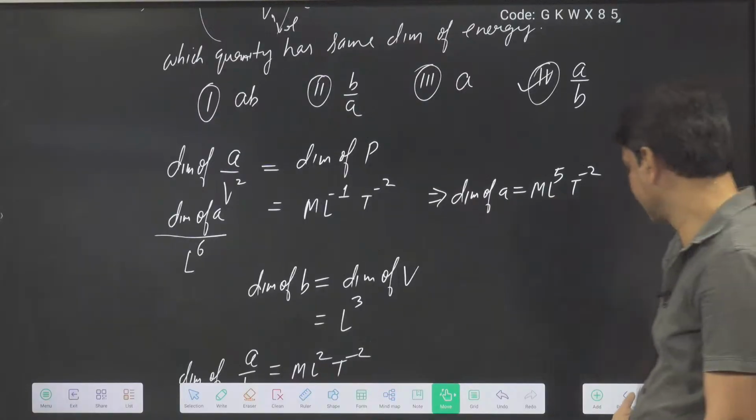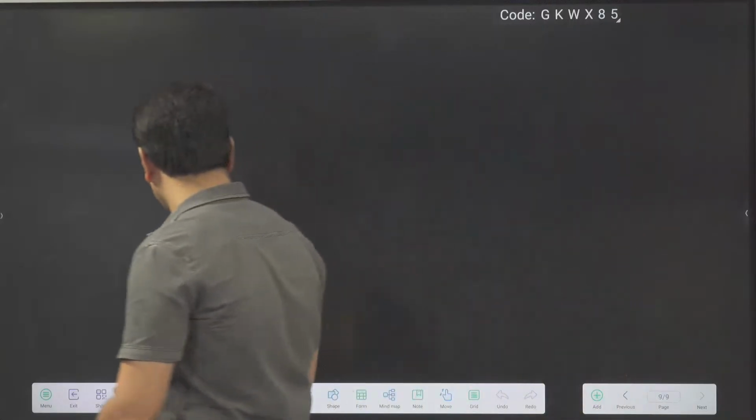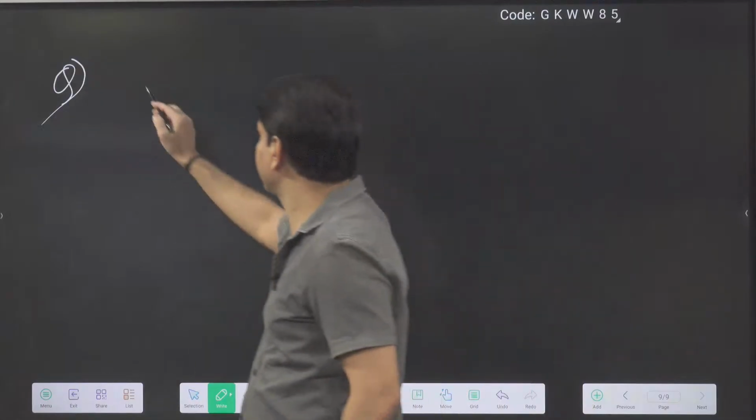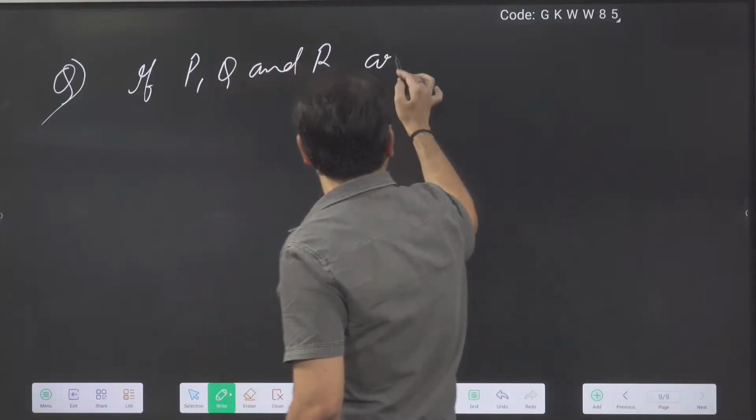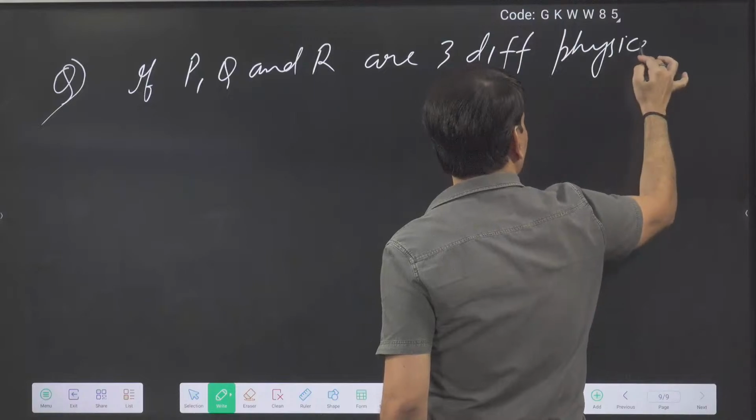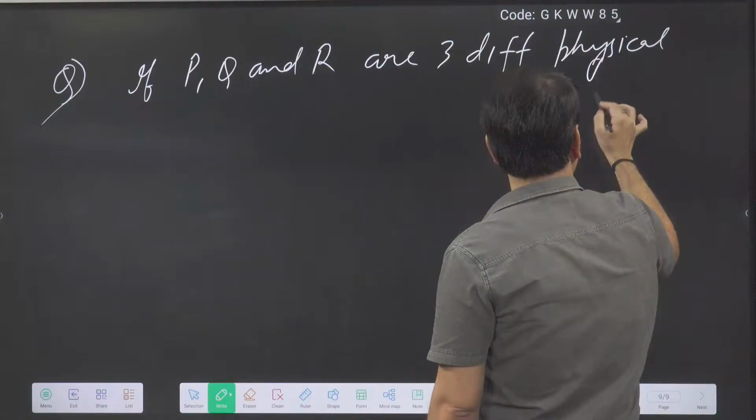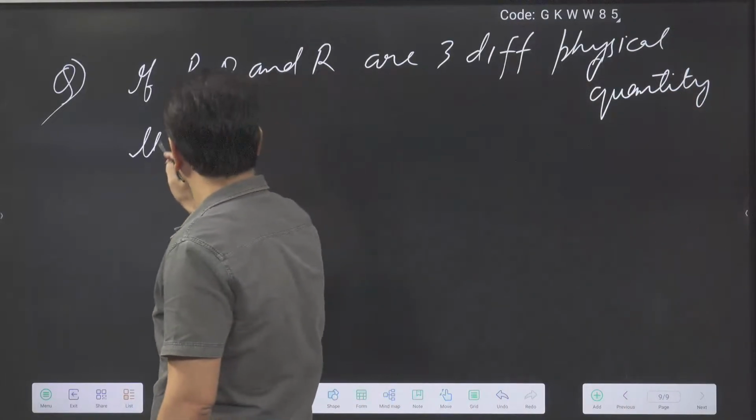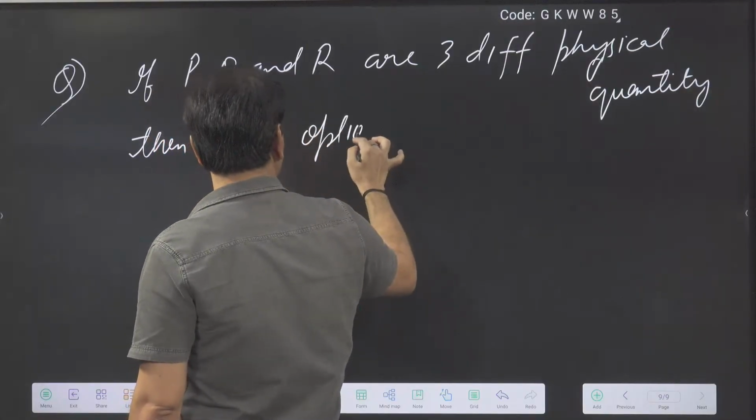So these are based on the homogeneity. One last problem. It is a very common problem. So many places you will see. If P, Q, and R are three different physical quantities, then which option will never be meaningful?